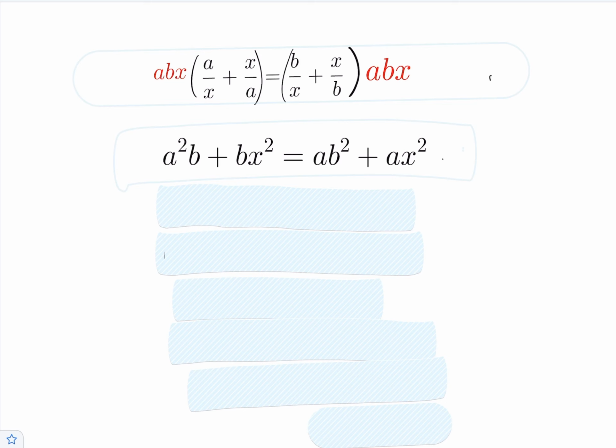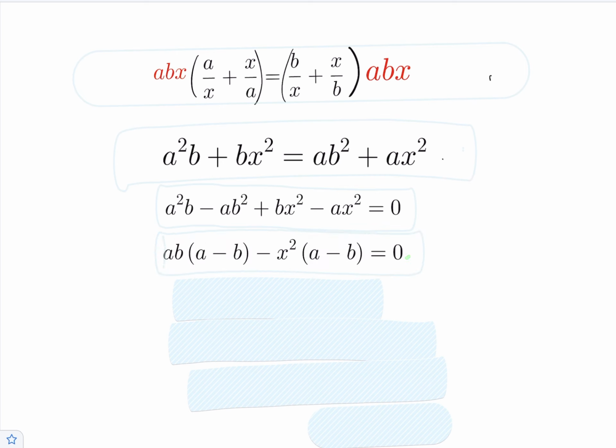All right, in our next step here, we're going to bring everything to one side, giving us the following. You'll notice here I grouped together the constant terms and the variables together. So we have the a squared b minus a b squared collected together with the bx squared minus ax squared. And you can see here we have a GCF using factor by grouping. I can go ahead and factor out an ab out of the first two terms and a minus x squared out of the next two terms. We now use factor by grouping and we get a minus b times ab minus x squared.